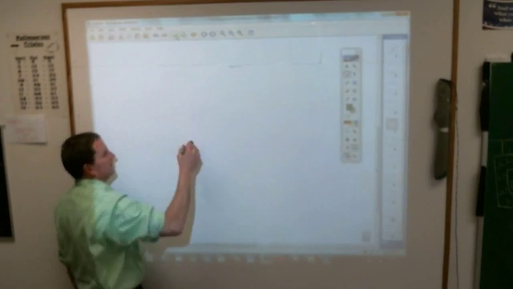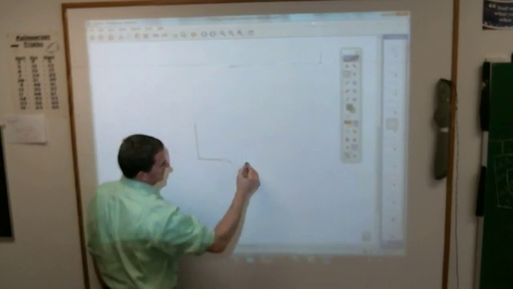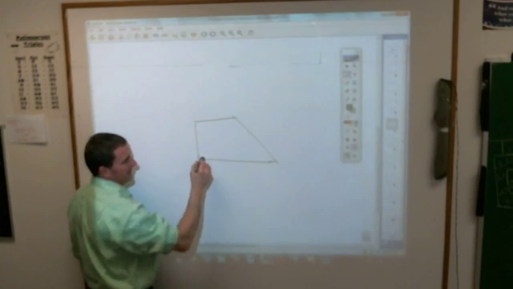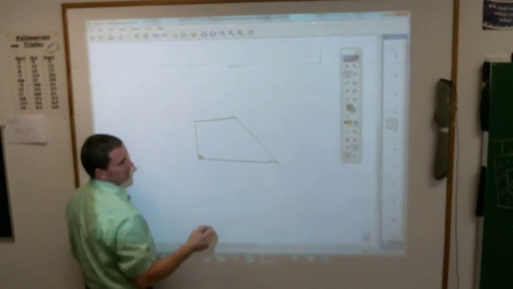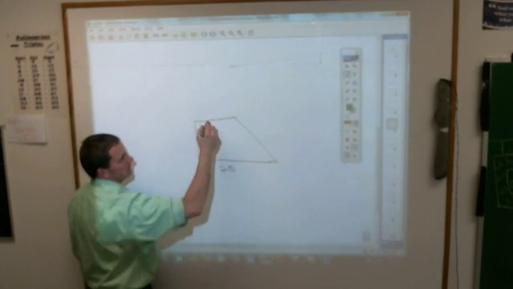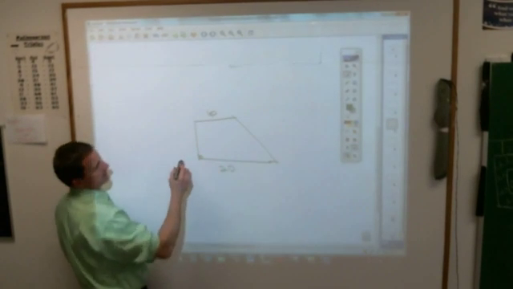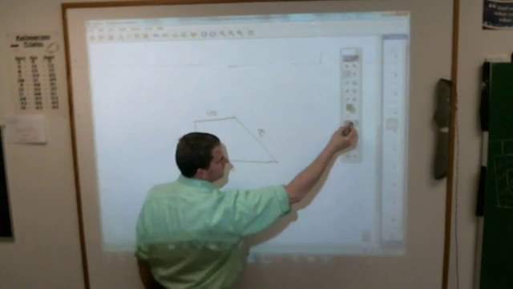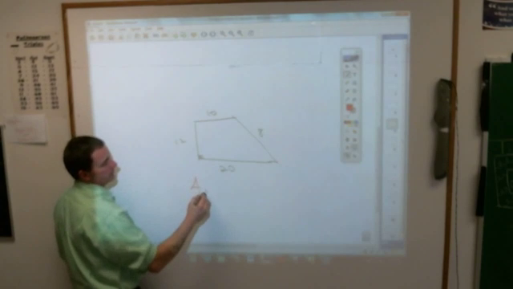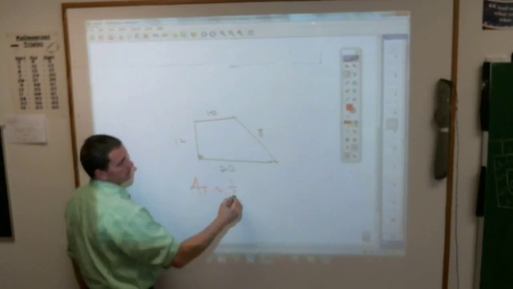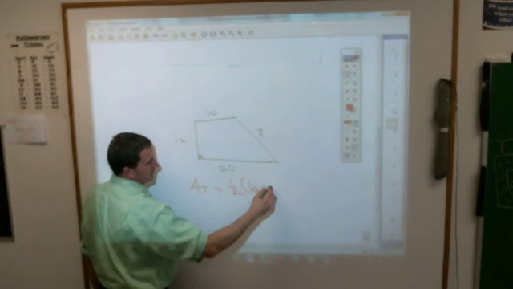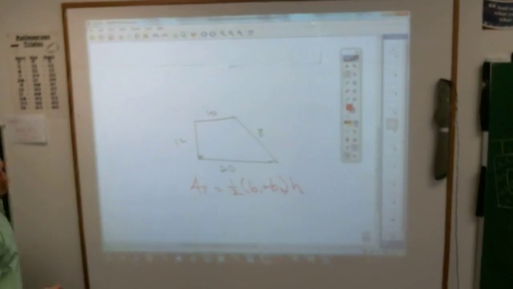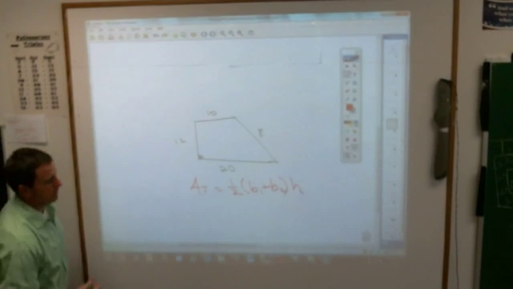Here's another, for example. Sometimes trapezoids look like this. And you already have your right angle there. Let's say this is 20, and this is 10, and this is 12, and that is 8. Your area of your trapezoid is 1/2 base 1 plus base 2 times height. Please always write those formulas down. It's just good for you to get in that habit.